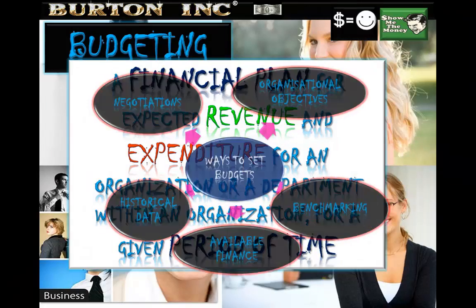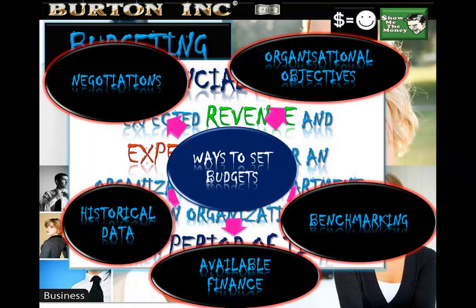Let's examine the different ways to set budgets now. So there are a few, we're going to touch on 5 of these. And the first being available finance, which is probably the most important, right? How much finance do we have available to us? How much can we allocate to each department? What are they going to use it for?